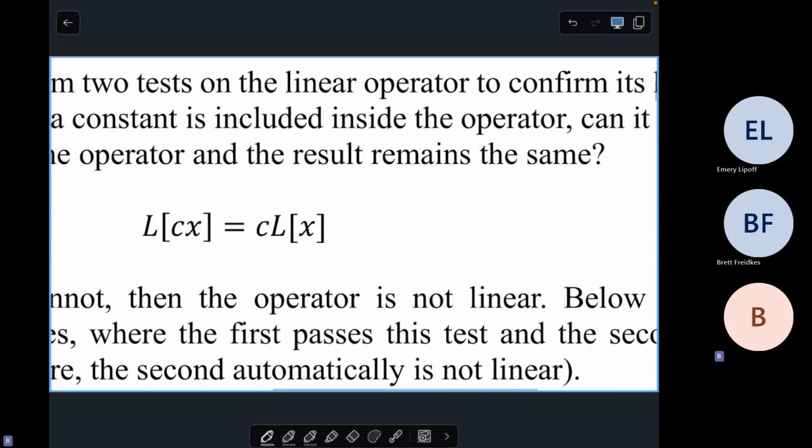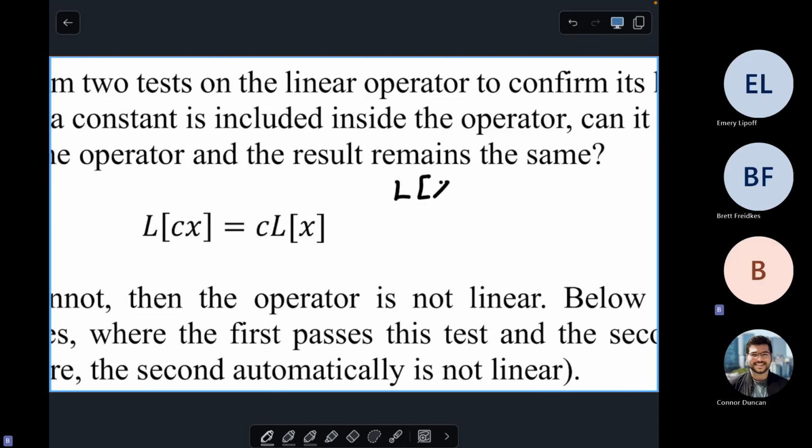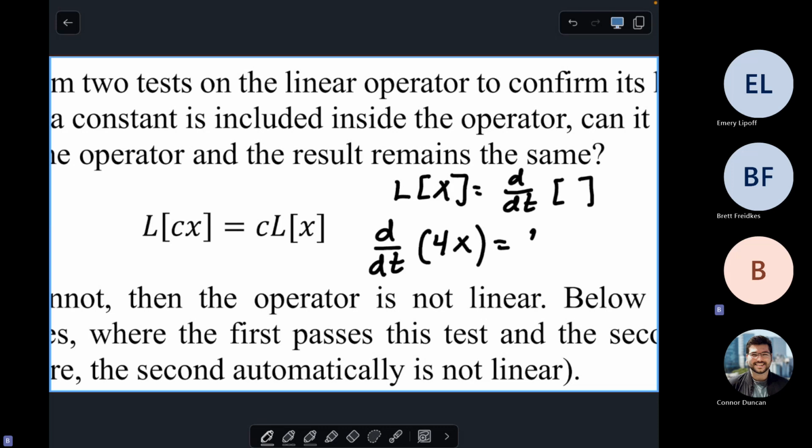So for example, a derivative is a good example of that. Let's say our linear operator is d dt. If I were to do the derivative of 4x, this would be the same as 4 times the derivative of x. That passes that test. Do you see that?